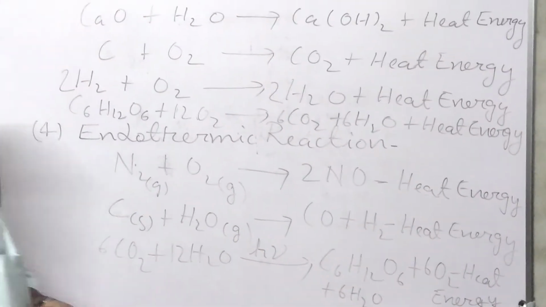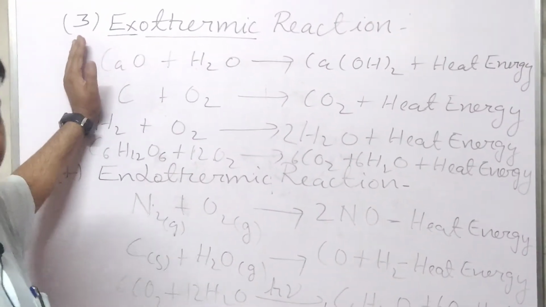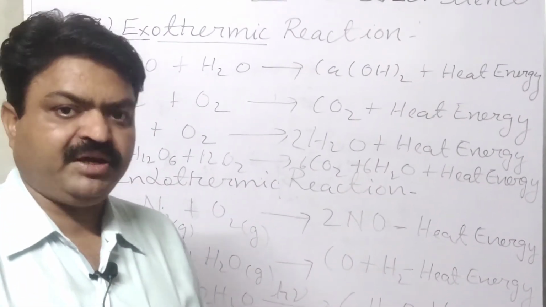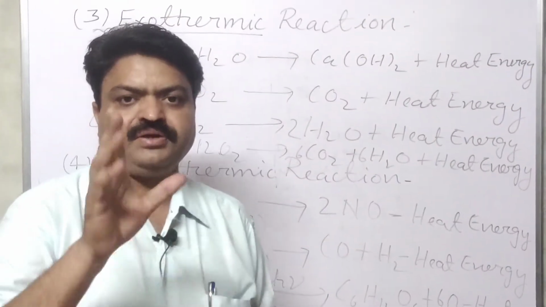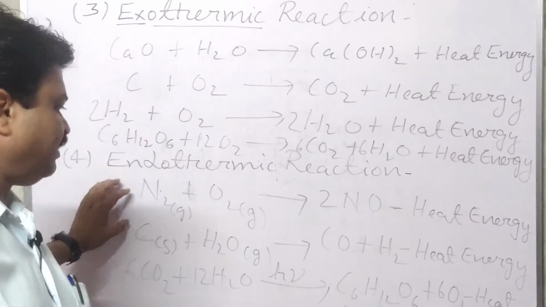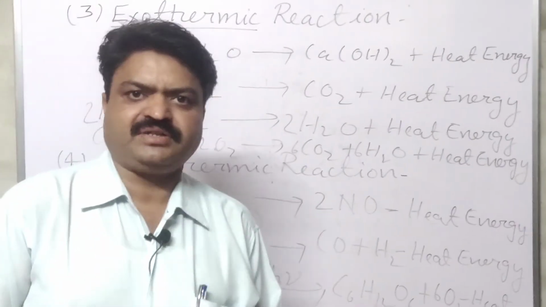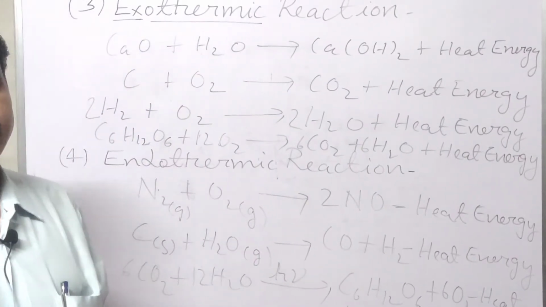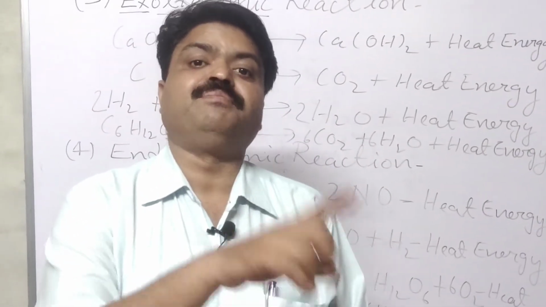Endothermic reaction is the reaction in which heat energy is absorbed, and exothermic is the reaction in which heat energy is released or given out. If the heat energy is released or exited, then that chemical reaction is known as an exothermic reaction. If the heat energy is absorbed, then that chemical reaction is known as an endothermic reaction. So you will learn it. It is the most important topic, student. Now we come to the next chemical reaction, that is displacement reaction and double displacement reaction.